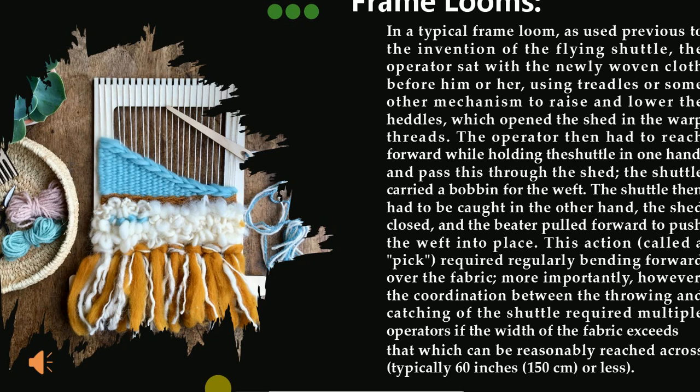This action, called a pick, required regularly bending forward over the fabric. More importantly, however, the coordination between the throwing and catching of the shuttle required multiple operators if the width of the fabric exceeds that which can be reasonably reached across, typically 60 inches, 150 centimeters, or less.